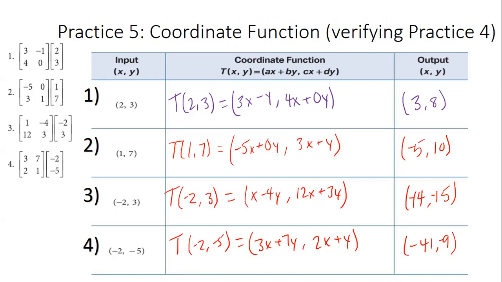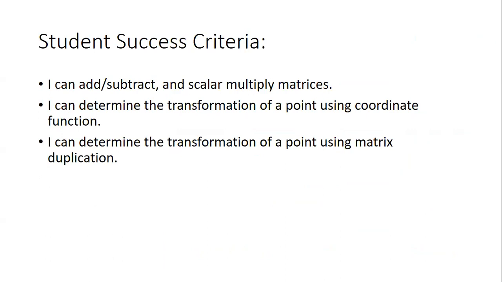All right. Terrible? Doable? Doable. So what you need to say, if you believe in these things: I can add, subtract, and scalar multiply matrices. Yes or no? Yes. I can determine the transformation of a point using a coordinate function, so the T, comma, blah, blah, blah. And I can determine the transformation of a point using a matrix. That's supposed to say multiplication, not duplication. I have no clue why it says duplication.